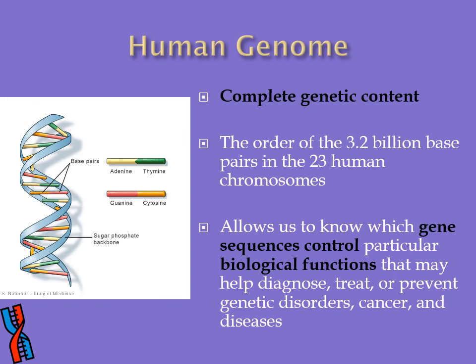And it took us years to figure out what all of those letters mean. Some of those letters we still don't know what they mean. We don't know what they code for. Some of them don't code for anything. So there's still some information we're trying to figure out about our human genome, about the DNA that makes us up. Knowing about the human genome allows us to know which gene sequences control particular biological functions that may help diagnose, treat, or prevent genetic disorders, cancers, and other diseases.